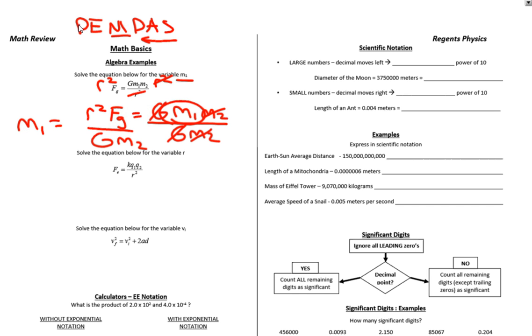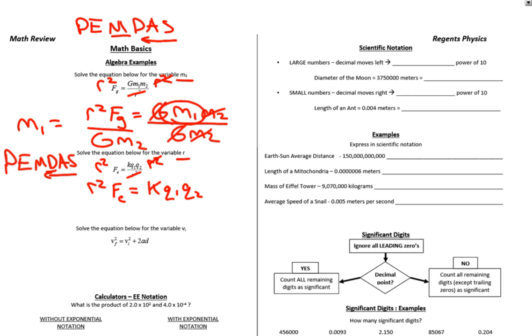The next example is solving for the variable r. So once again, I'm going to work in reverse order of operations. The first thing I have to do is once again deal with that division, and the step is actually the same. I'm going to multiply both sides by r squared. That cancels out the r squared on that side. So I get r squared times F sub e equaling k times q1 q2.